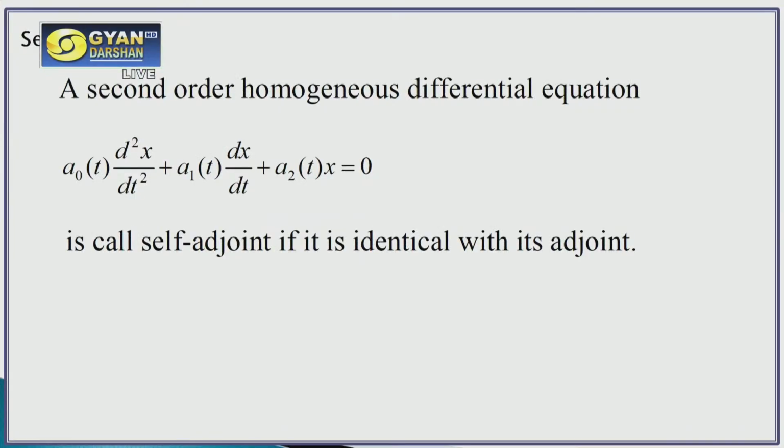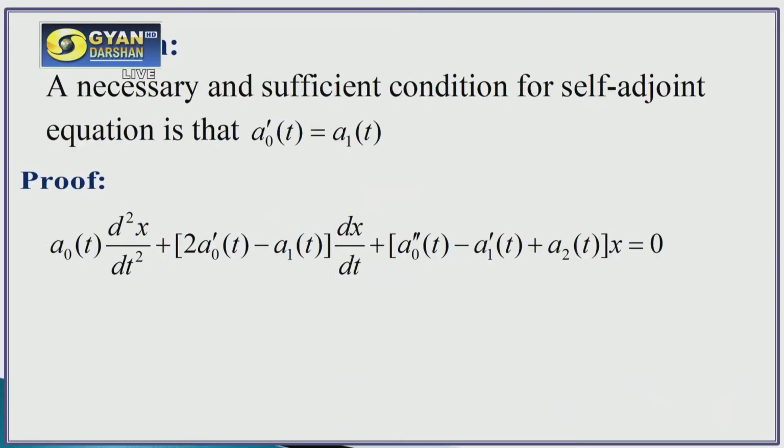Self-adjoint. What is self-adjoint? If an equation and its adjoint equation are identical, then we say that it is a self-adjoint equation. We'll see very shortly what the benefits of identifying self-adjoint equations are, and several theories related to it. Now let's move to our next theorem. So how can we identify self-adjoint equations?